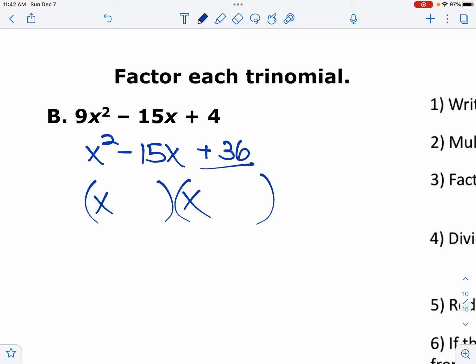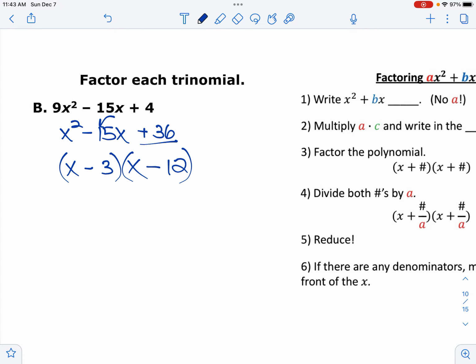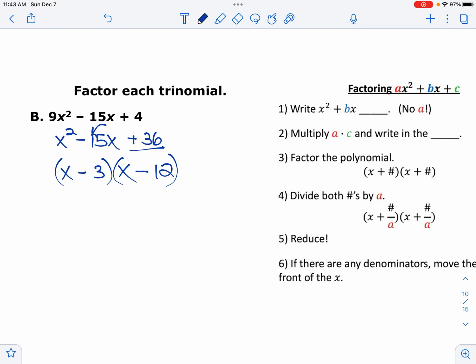I need positive 36, but this is negative, so two numbers that multiply to be 36 but add up to be negative 15 would be negative 3 and negative 12. Okay, now I factor that. Now I'm going to put the a underneath, and my a is 9, so I'm going to go 9 under here, 9 under here. I reduce, I get x minus 1/3, x minus 4/3.